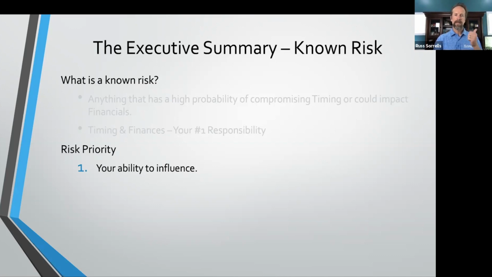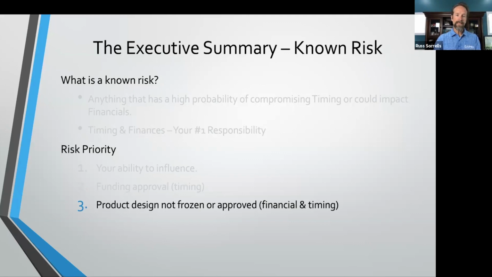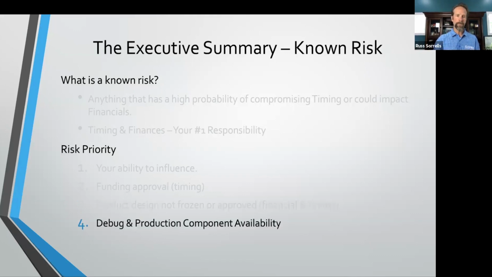Okay, risk priority. These are the priorities of these risks, right? What is your ability to influence the risk? Number two, funding approval. So if it's going to affect timing, really important to understand that. The product design not frozen or approved. How often does that happen? I know in the automotive world where we operate a lot, it is always a situation where we're up to the deadline on getting something moving forward, but the product design has not been frozen. That creates some challenges, of course. If you're building capital equipment, you're trying to produce tooling for a product that is not solid. It can create some challenges for you.